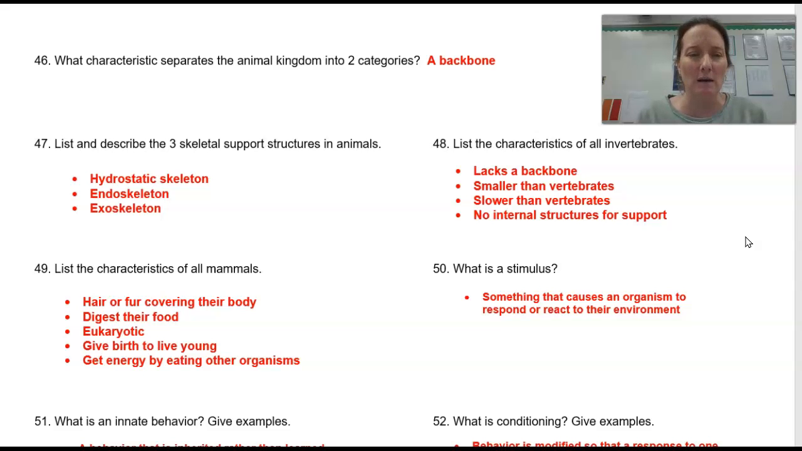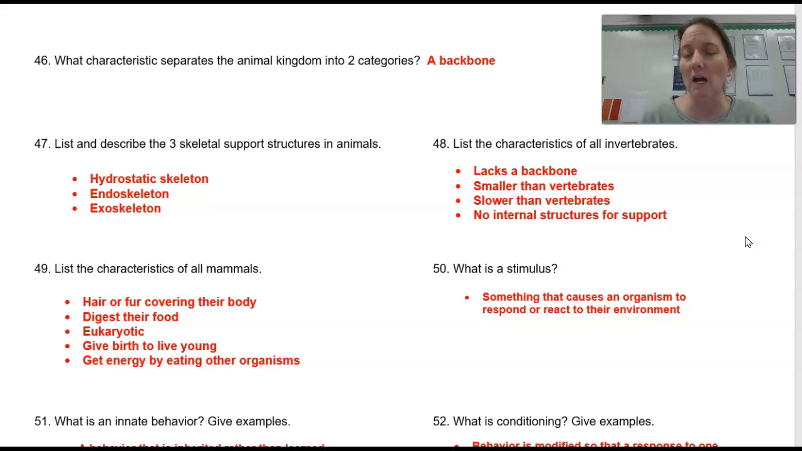List and describe the three skeletal support structures. I did not describe them on here. I forgot, but the hydrostatic skeleton, like a jellyfish, kind of a fluid-filled sac. An endoskeleton, which is what we have, is a skeleton within the body. And then an exoskeleton, which is what roaches and insects have, is a tough, hard outer shell covering.